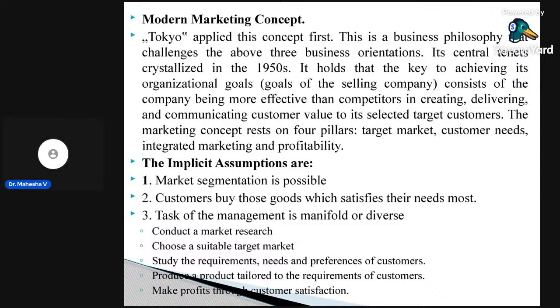As I said, Tokyo, that means Japan, applied this concept first in the business environment. This is a business philosophy that challenges the above three orientations: the production, product, and selling concepts. The modern marketing concept has come into existence.